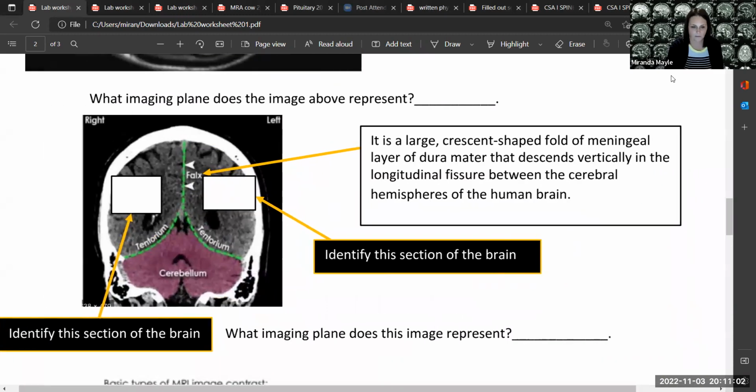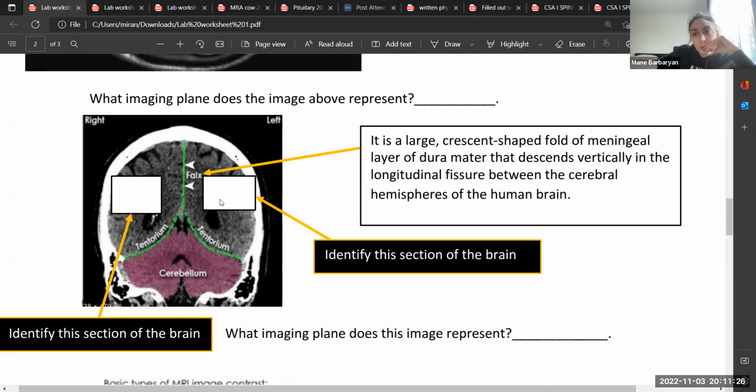All right. What imaging plane is this right here? Coronal. Excellent. We have our cerebellum, which is the smaller little brain in the back there. And then we have this entire area. It's divided into a left and right. What is this section of the brain known as? It's the same on either side. It's just one's left, one's right. Hemisphere. It is a hemisphere of what, though? We have the cerebellum. What is the main part of our brain called?